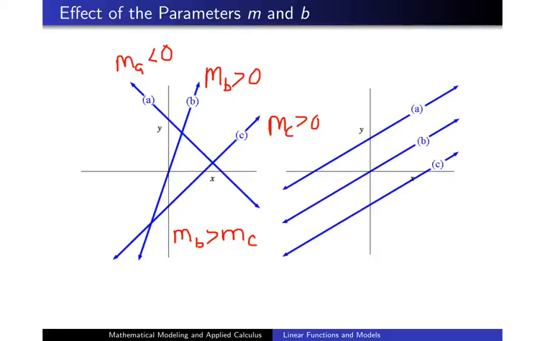The effect of the parameter b shifts the line vertically. So in line A here, this would correspond to b being positive. That vertical intercept, where it crosses the vertical axis, is positive. Line B would correspond to having an intercept of 0 because it crosses the vertical axis at 0, and then line C crosses down here where it's negative, so that would correspond to b being negative. So the slope affects both the tilt and the steepness of the line. The vertical intercept b shifts the line up and down.